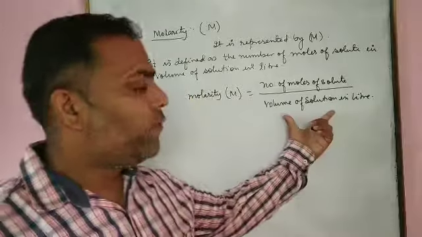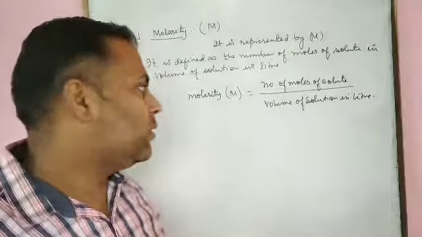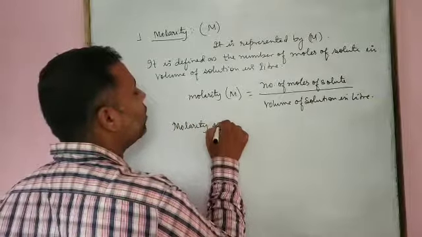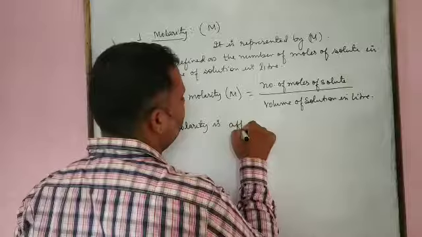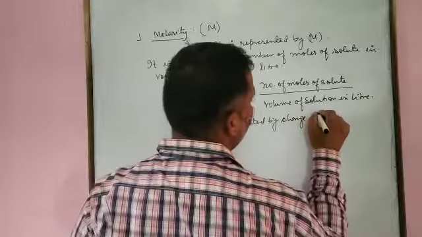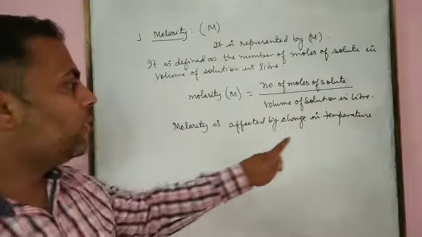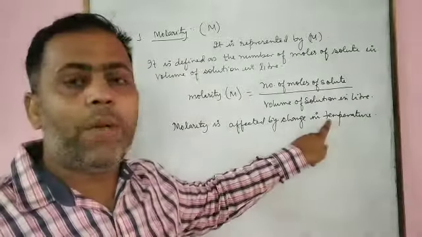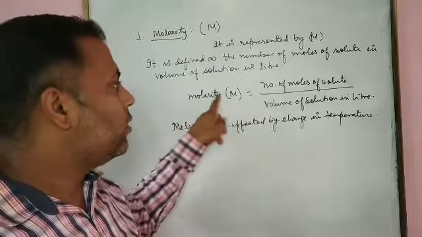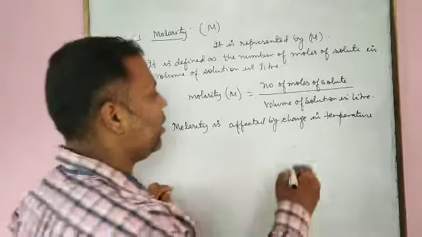What we see here, we have volume, so the molarity is affected by the change in temperature. What it means is, if we increase the temperature, the volume increases. When the volume increases, the molarity decreases. We know the number of moles of solute, it is N.